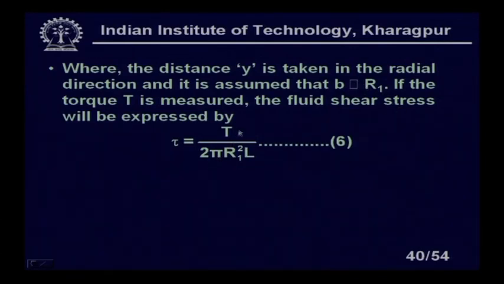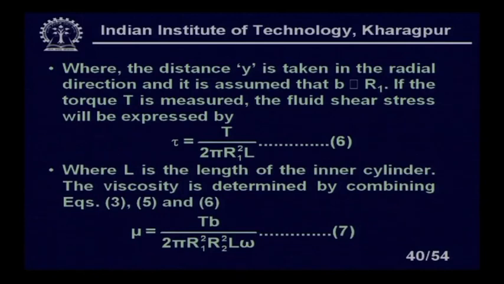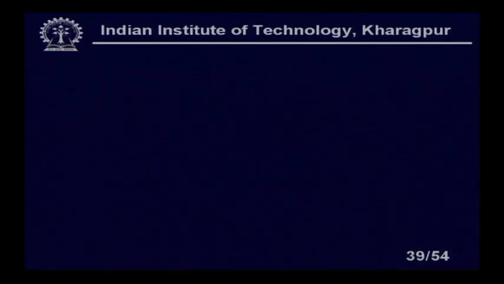If the torque T is measured, the fluid shear stress will be expressed as tau equal to T upon 2 pi R1 square into L. This is equation number 6, where L is the length of the inner cylinder, and the viscosity is determined by combining equations 3, 5 and 6. What are those 3, 5, 6? Let us look at them.